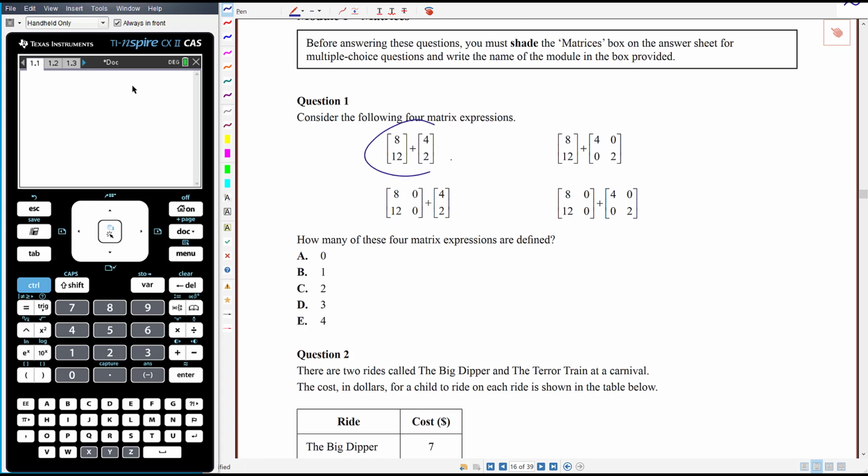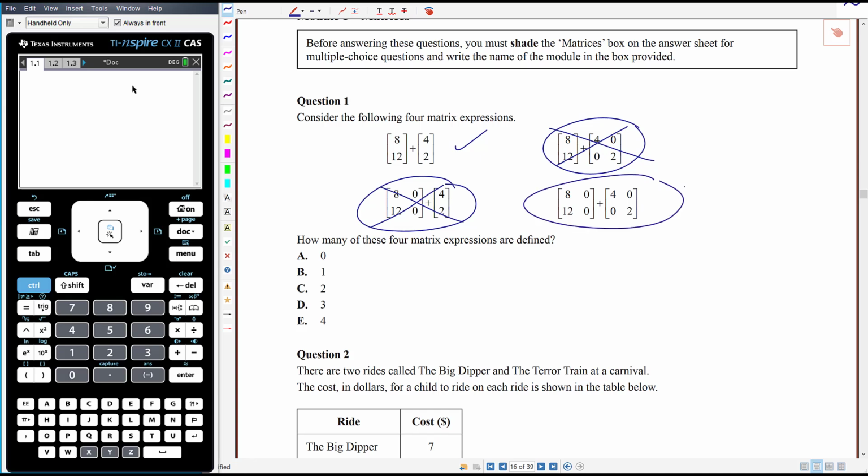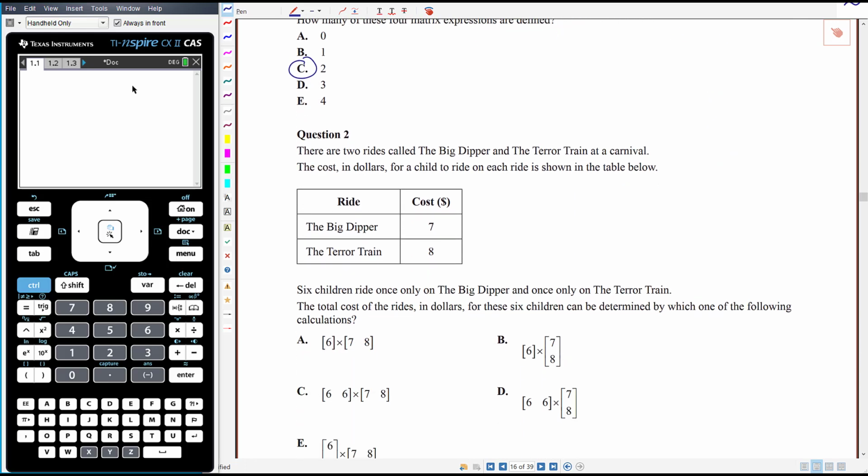Okay, so the first one here is addition, and when we add matrices they must be of the same order, which is the case here, so that will work. Here you're adding matrices where they're not of the same order, so that will not work. Again, adding matrices not of the same order, so that won't work. Adding 2 matrices that have the same order, and so that one will work. So 2 out of the 4 matrix expressions are defined. So option C.